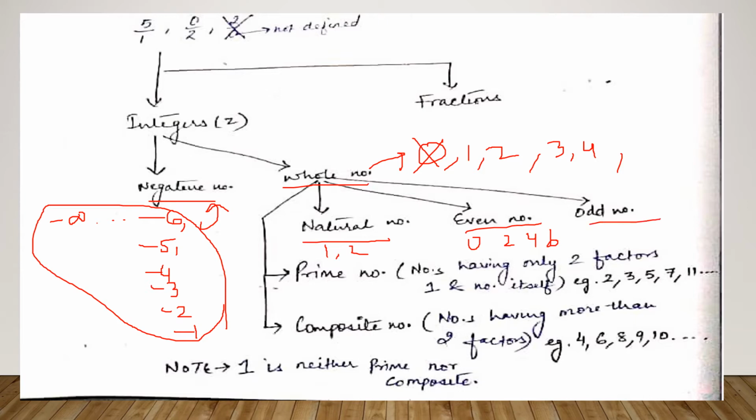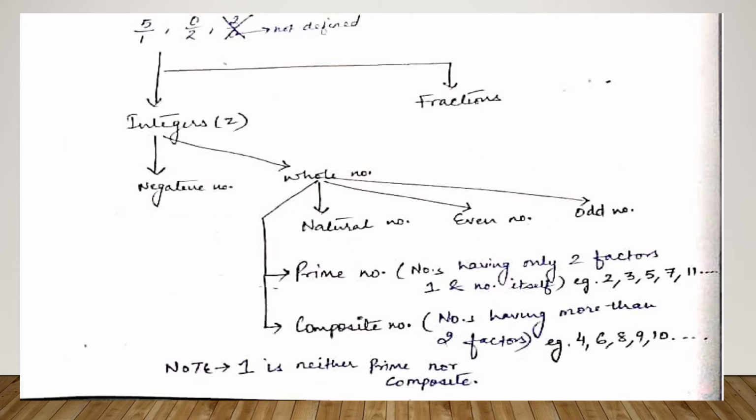Odd numbers: 1, 3, 5, 7 and so on. Okay, so you can see a pattern in even numbers. These numbers are a multiple of 2, or you can divide these numbers by 2 very easily. These numbers are not a multiple of 2.